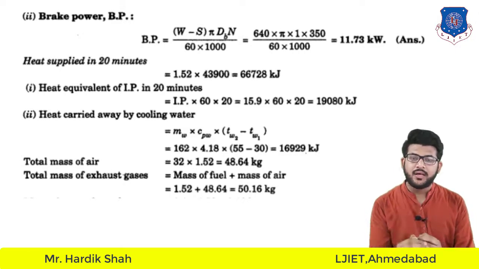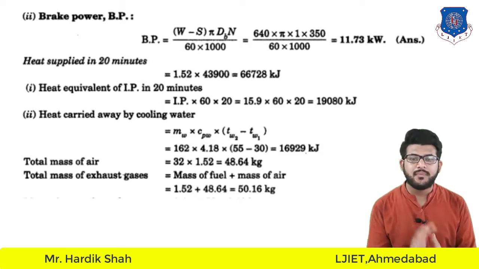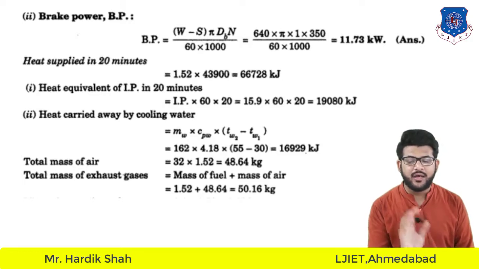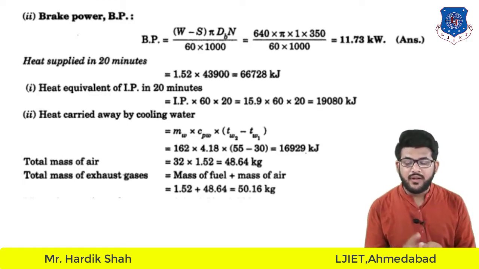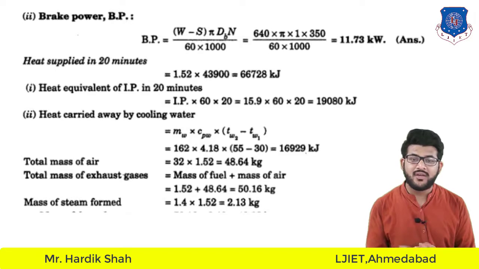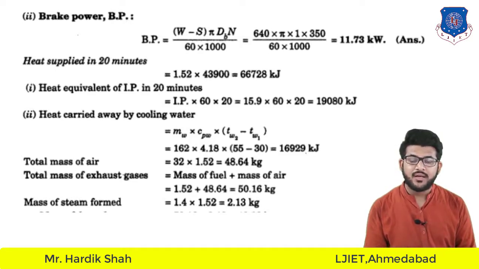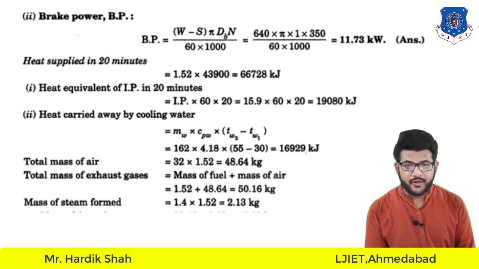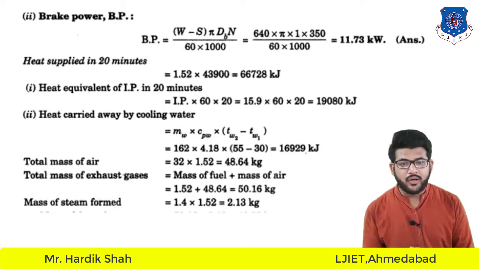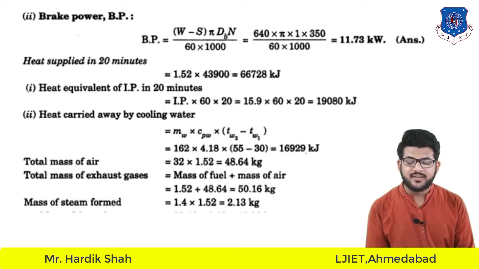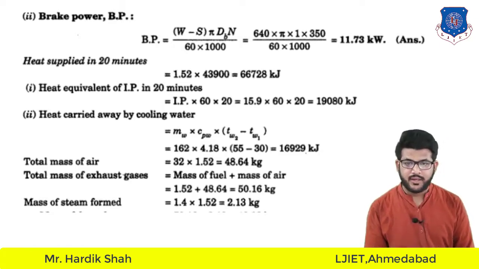Okay, so here half of the example is done. It was very simple, you just need to find the logic behind the formulas. There is only one formula, Q equal to MC delta T for everything. Fine. Now we will find the steam formation, because we are given that steam is also formed. For steam formation what is given? It was given 1.4, and our fuel consumption is 1.52. So here you can see 1.4 into 1.52, the answer will be 2.13. Fine. So this was the steam formation.